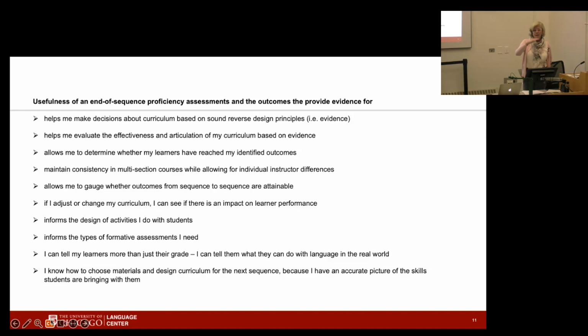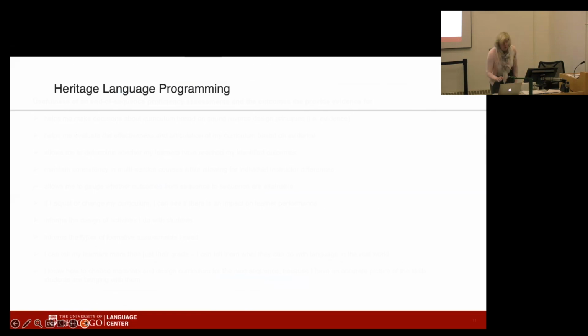So if I know they're all at the sentence level strongly at the end of first year, I know in the second year I've got to build their ability to connect language, make it more cohesive, make it more fluent, increase vocabulary, and that helps me design my second year curriculum. So I want to go now to some specific examples of how this reverse design approach has helped answer some curricular questions or solve some real curricular challenges.